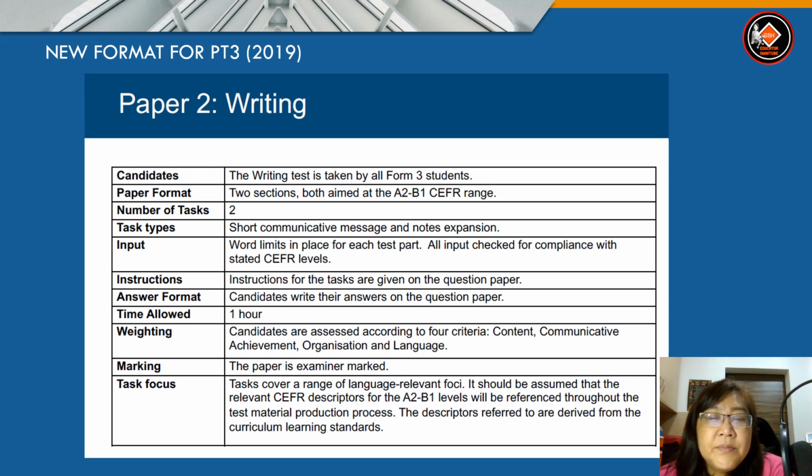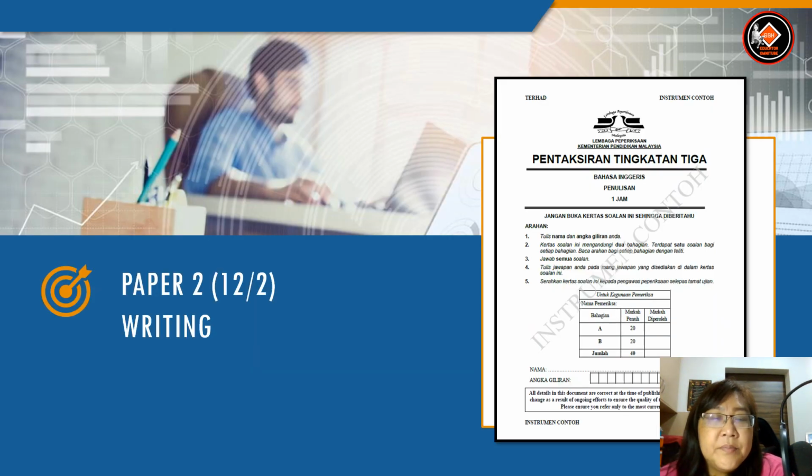Next, the paper is examiner marked. Next, tasks cover a range of language relevant foci. It should be assumed that the relevant CEFR descriptors from the A2 to B1 levels will be referenced throughout the test material production process, and the descriptors referred to are derived from the curriculum learning standards. Now let's look at your paper.